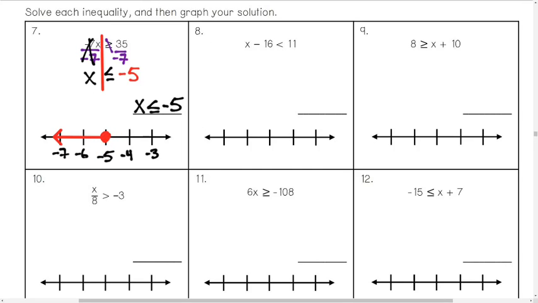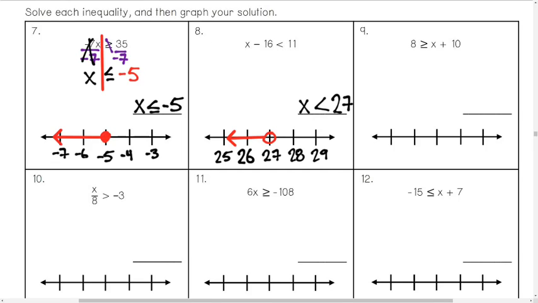Number 8. I draw my line to keep it organized, and I would go through and add 16 to both sides. If you did that correctly, you would get x is less than 27. I then can graph it. It is an open circle at 27 and going to the left because it's less than. Please make sure you show your work on here and check your work as you go along.